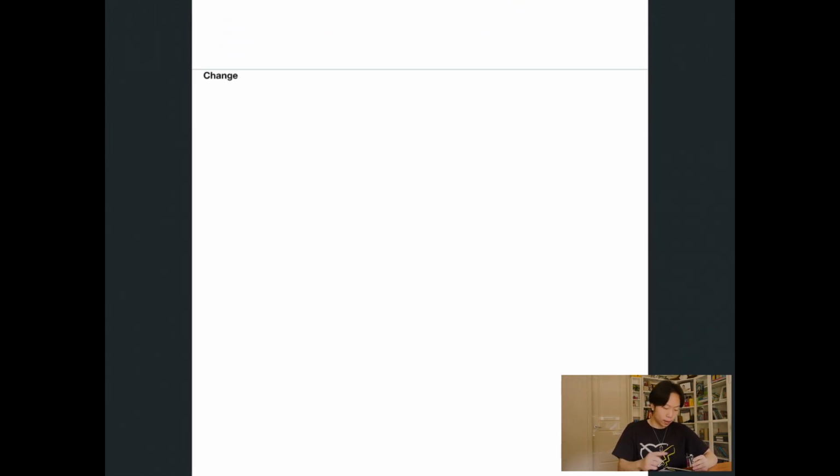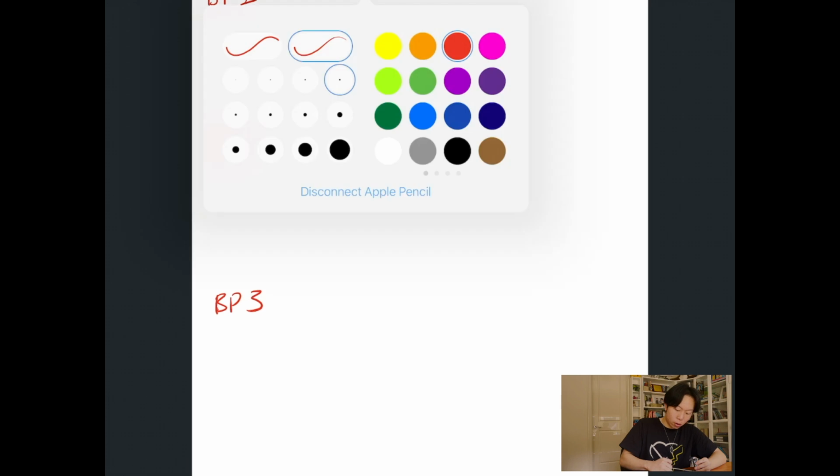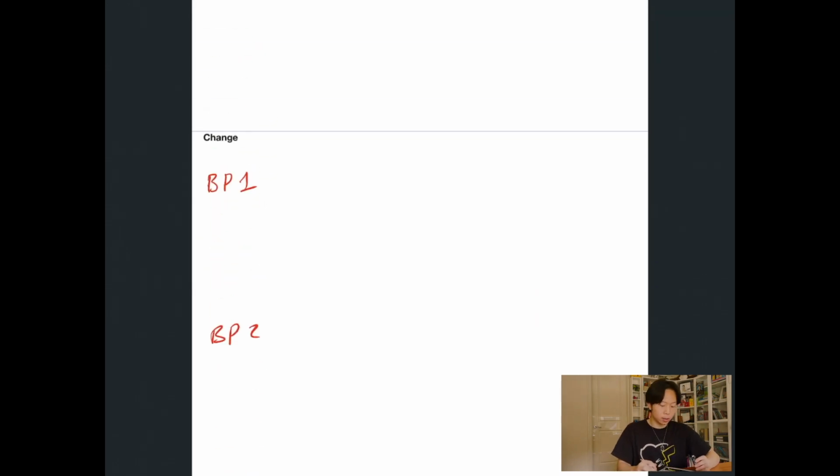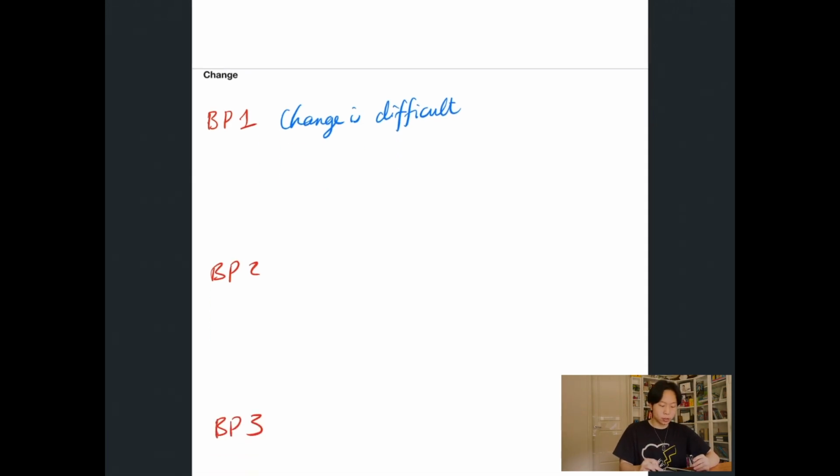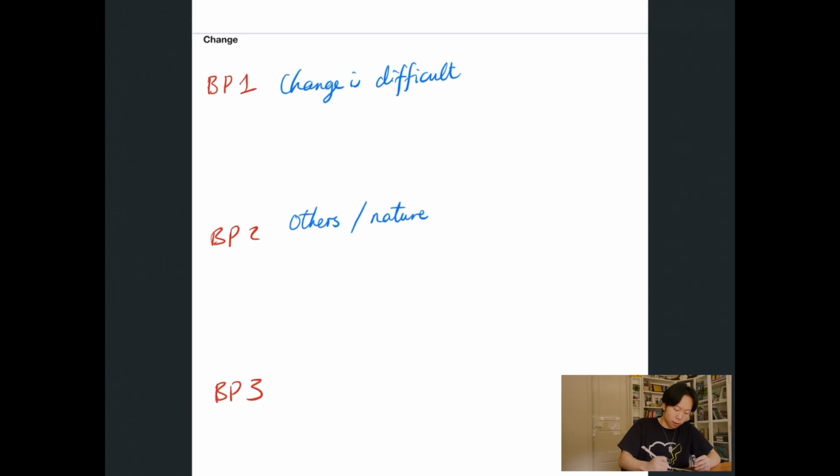Alright, next, change. And once again, you see it's very similar. So, BP1, BP2, BP3. And I won't write the whole thing out now, because I think you guys are sort of getting an idea. So, once again, change is difficult. And this is due to our entrenched habits. Part 2, change can be navigated by others, by connecting with others, listening to others, and also by sometimes, you can argue, by connecting with nature as well. And thirdly, you get benefits.